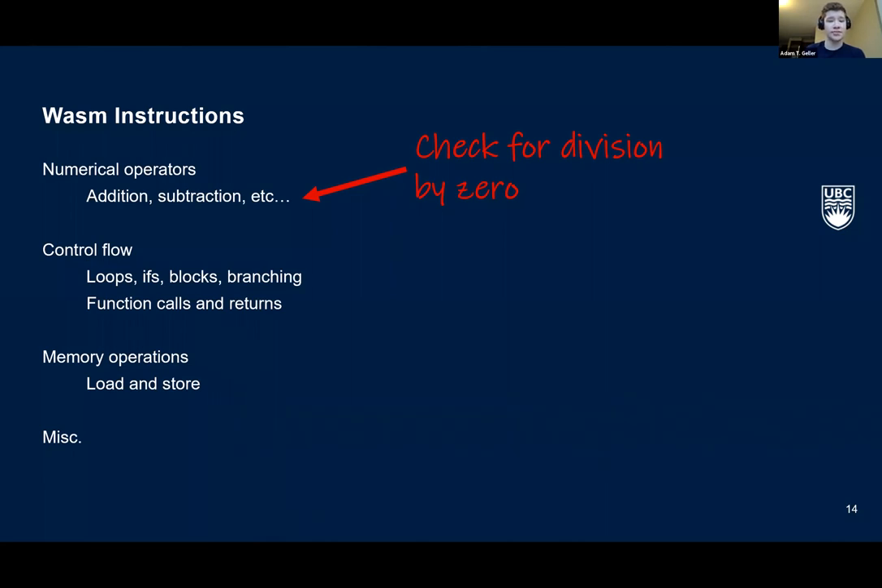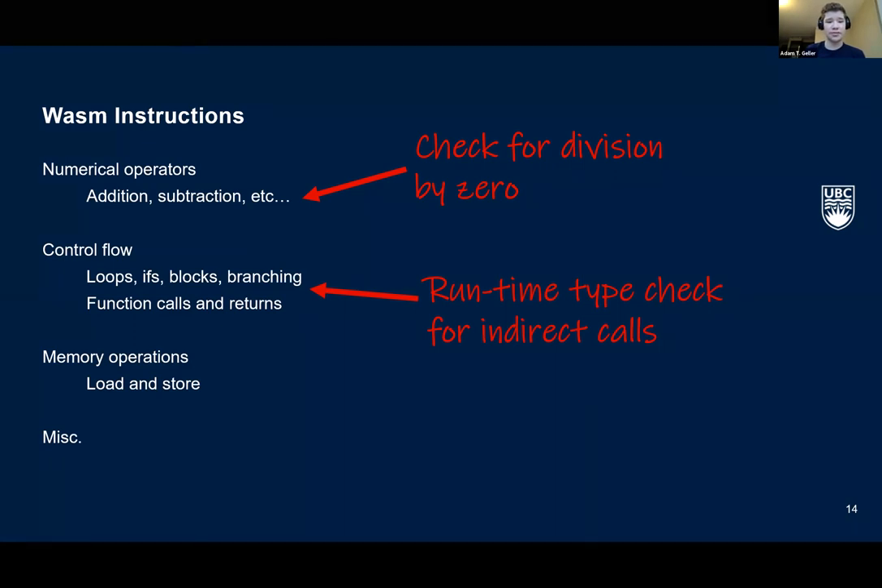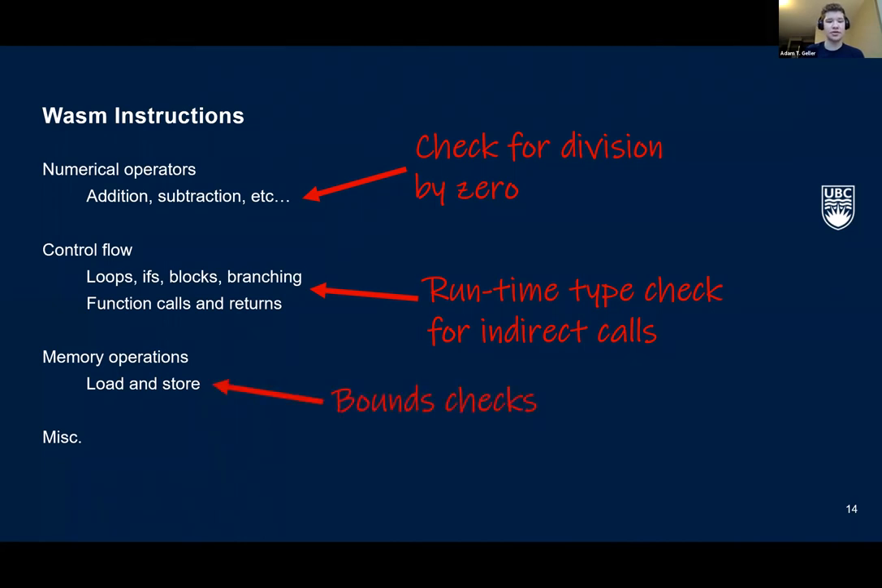For control flow, as I mentioned, we have blocks and branching and function calls and returns. We also have indirect function calls, and I'll explain a little bit what those are in a bit. But indirect calls require a runtime type check, and we'll see why that is in a bit. And finally, there are some memory operations, and you can do load and store into memory, and these, of course, require memory bounds checks. So these are the 3 types of dynamic checks that pop up.